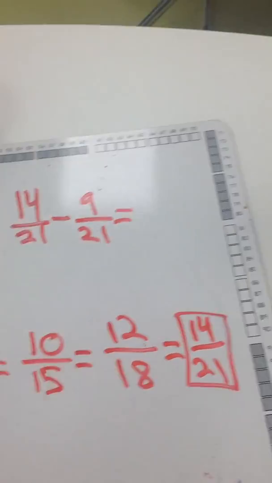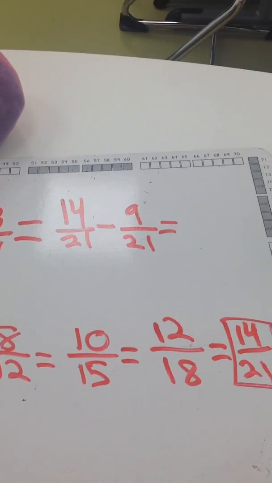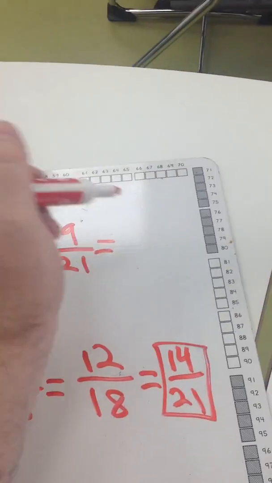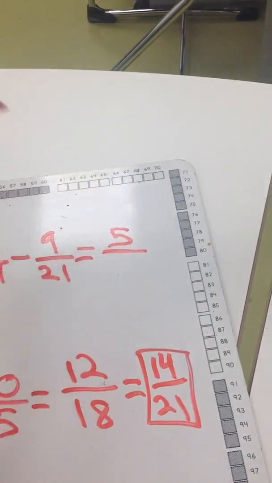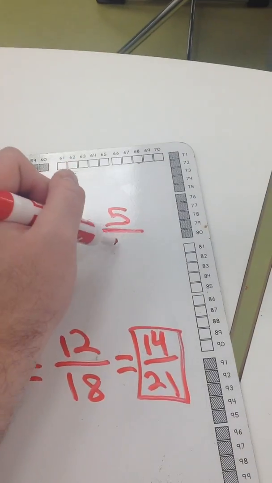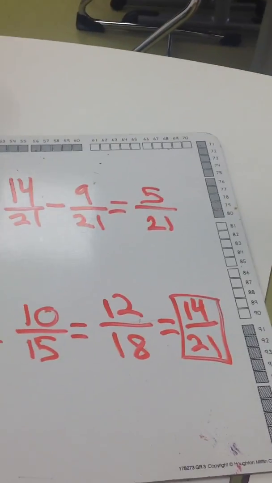And now we subtract. So 14 minus 9 gives us 5. And the denominator stays the same. So we end up with 5/21.